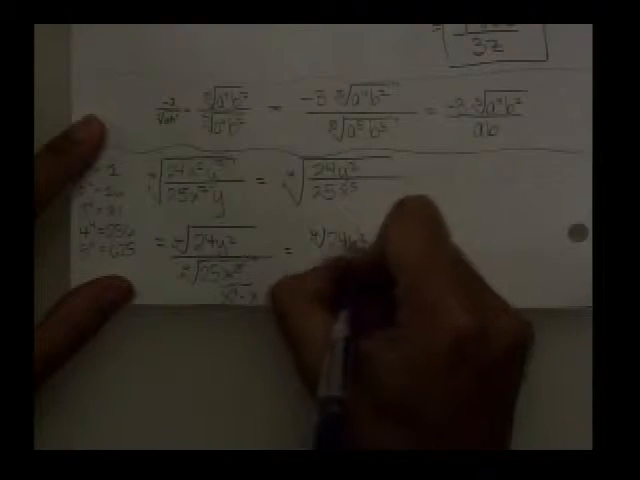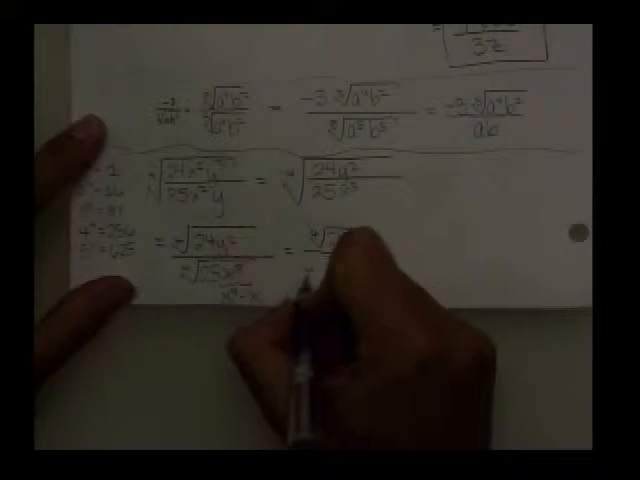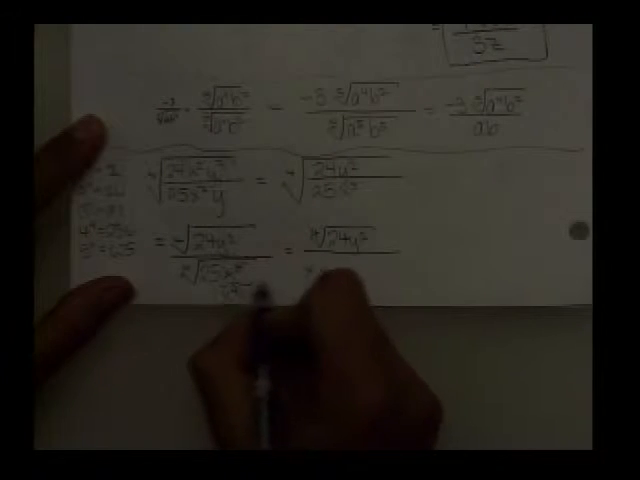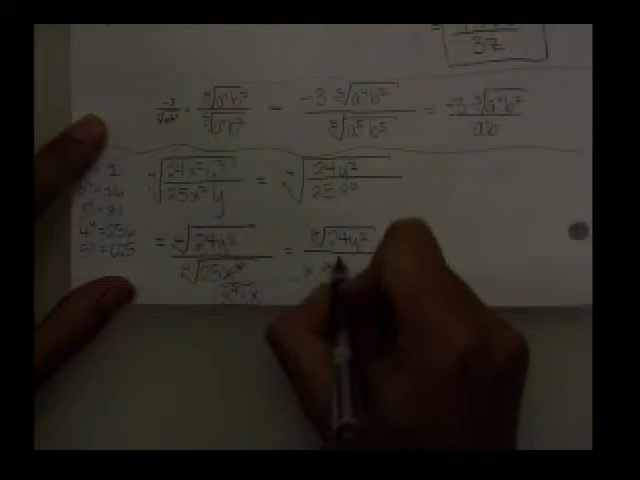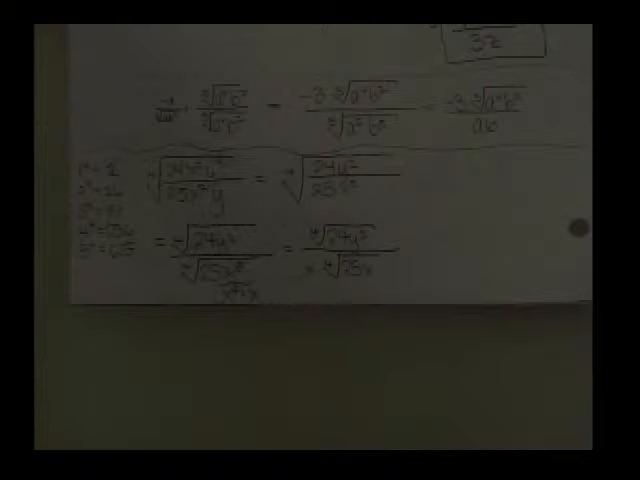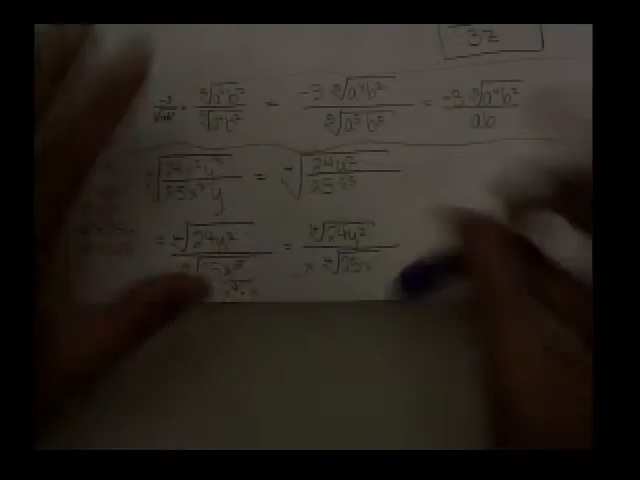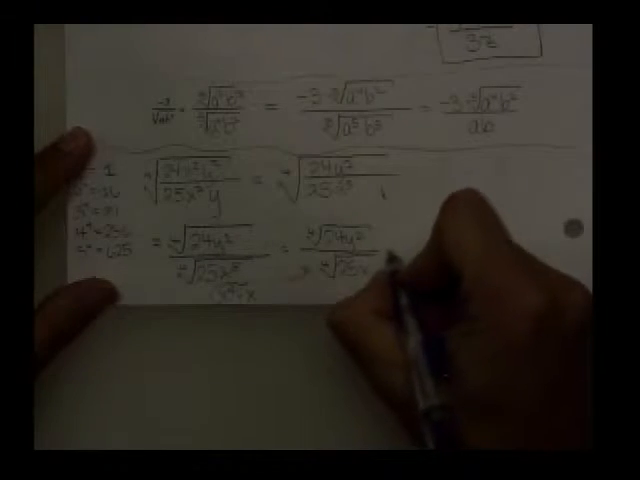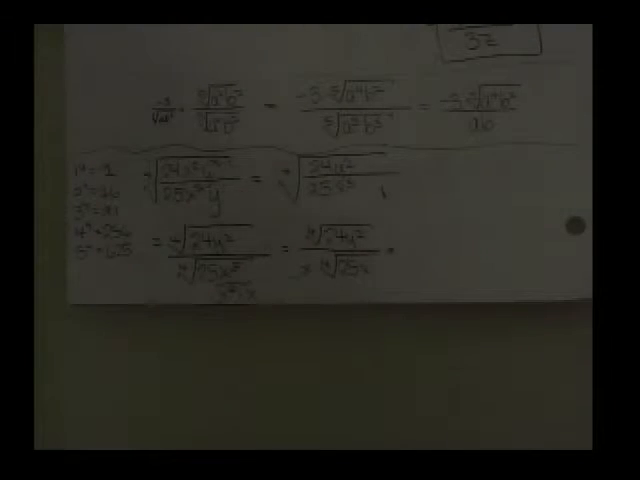So 24y squared over this x to the fourth is what comes out in front of the radical. We're still left with 25x underneath the radical. And that won't simplify, so we're going to need to multiply numerator and denominator by a radical. And it's going to have to be the fourth root, and we want things to be to the fourth power.